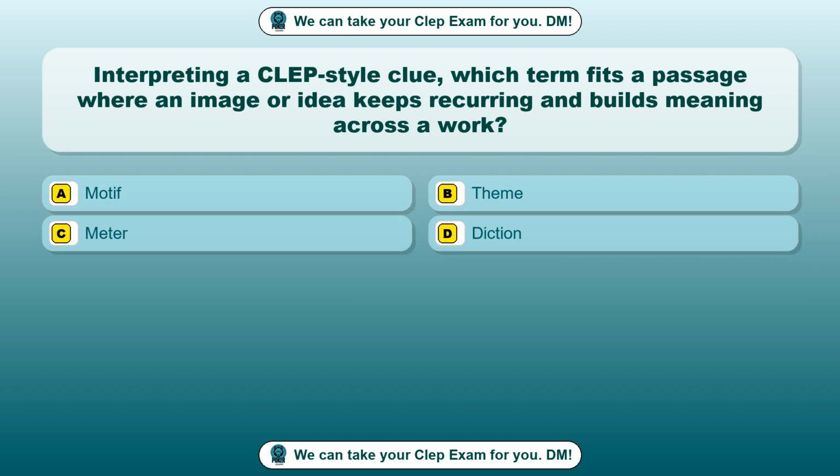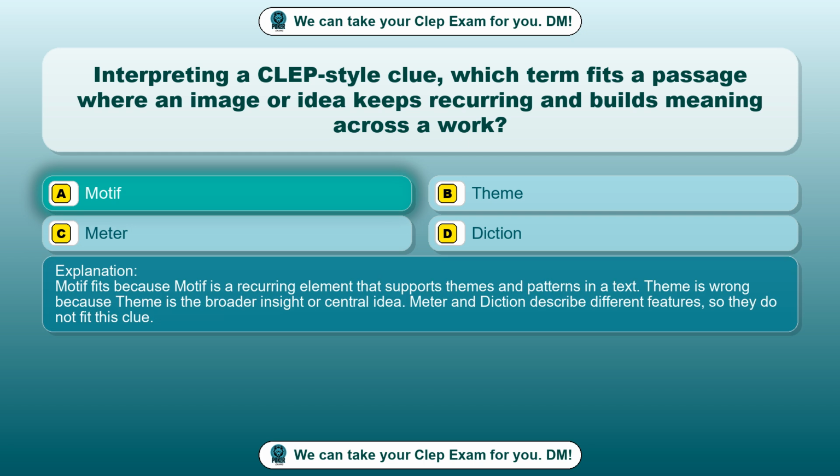Question 3. Interpreting a CLEP-style clue, which term fits a passage where an image or idea keeps recurring and builds meaning across a work? Option A, motif. Option B, theme. Option C, meter. Option D, diction. The correct answer is option A, motif. Motif fits because motif is a recurring element that supports themes and patterns in a text. Theme is wrong because theme is the broader insight or central idea. Meter and diction describe different features, so they do not fit this clue.